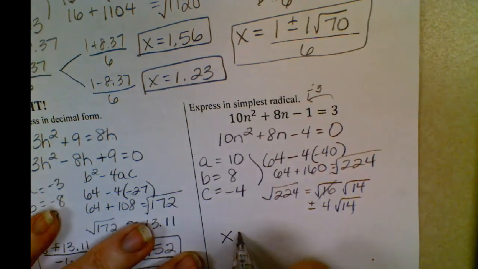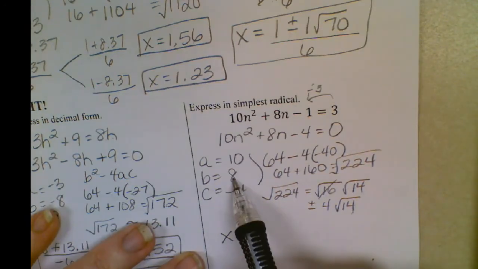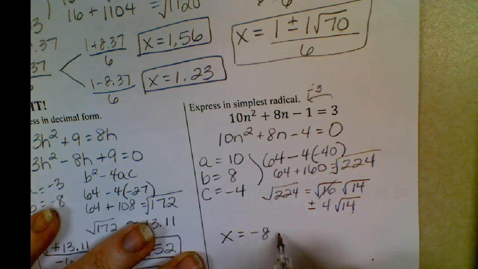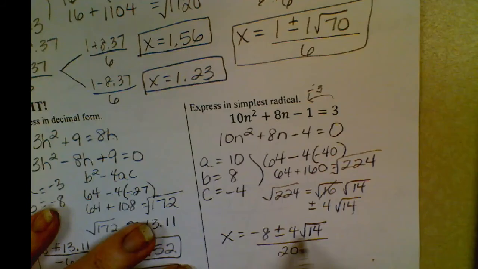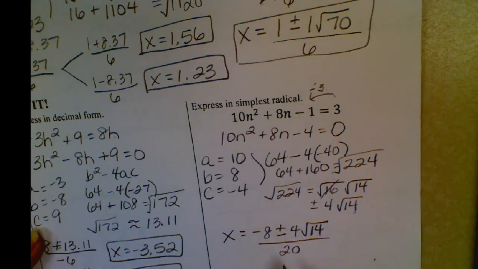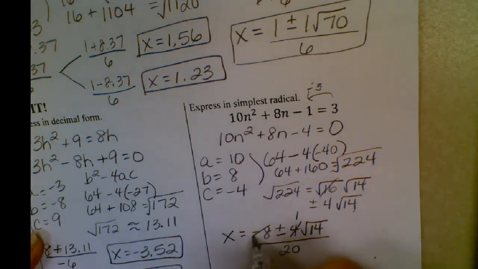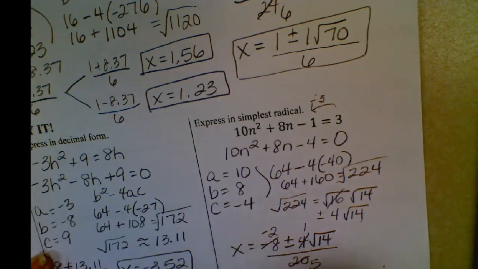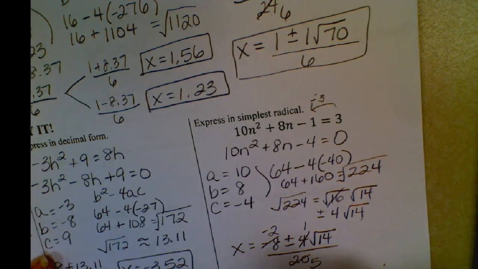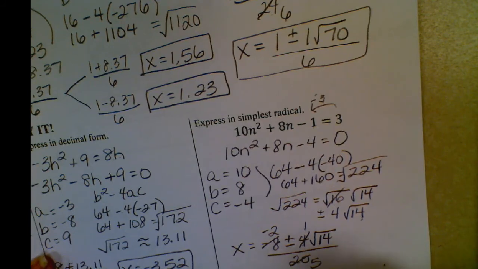And now we just need to add on the rest. So the opposite of our b value is negative 8 plus or minus 4 square roots of 14 all over double of our a value, which is 20. Now that can be simplified because 4 goes into each of those. So it goes in there once, in there negative 2, and in there 5. So our simplest form would be negative 2 plus or minus the square root of 14 all over 5.